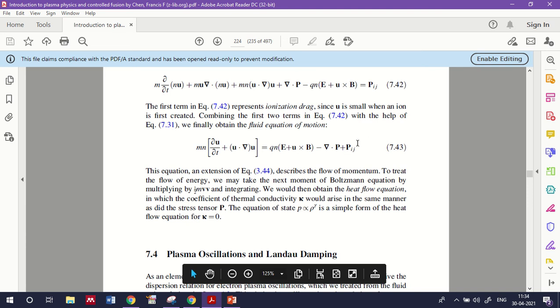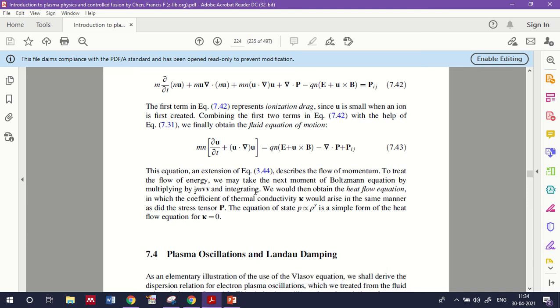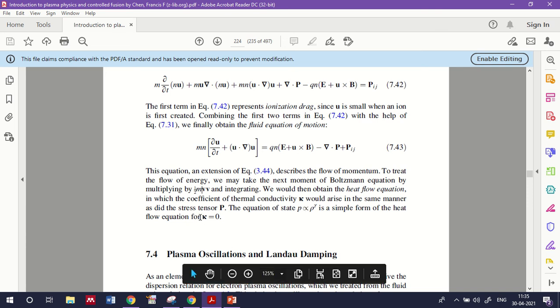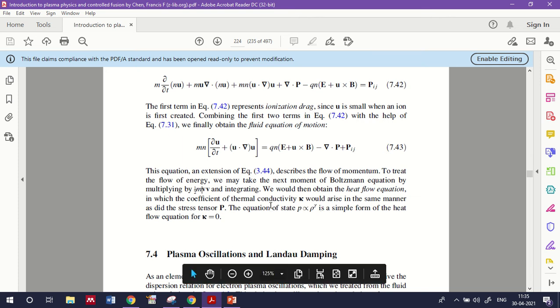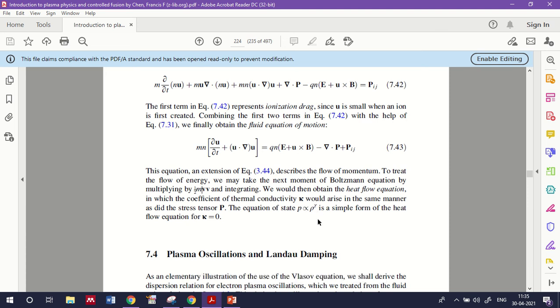Here we have a stress tensor. Similarly, we also obtain a stress tensor value over here, that is the thermal tensor. And if you have the equation of state, that is P proportional to ρ raised to gamma when the thermal conductivity equals 0, this is a simple form of the heat flow equation for thermal conductivity equal to 0.